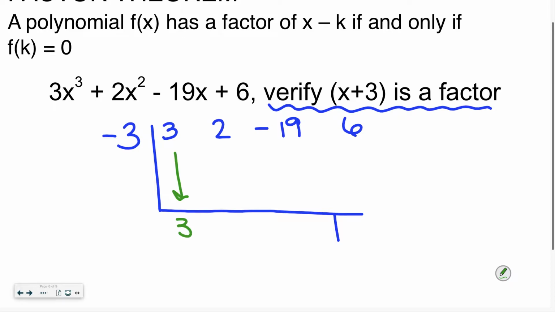So we have 3. 3 times negative 3 is negative 9. Add to get negative 7. Negative 7 times negative 3 is 21. Whoa, what am I doing? Easy to make mistakes, right? 21, is that better? So we add to get 2. Then negative 6. So you could tell me, yes, this is a factor because we divided by x plus 3 and our remainder is 0. That would be your justification.